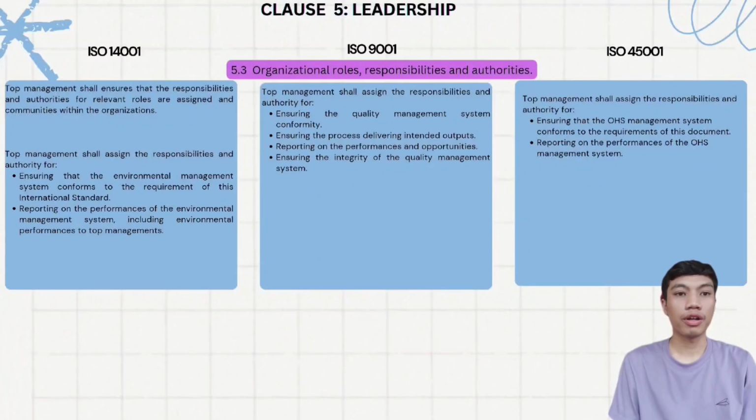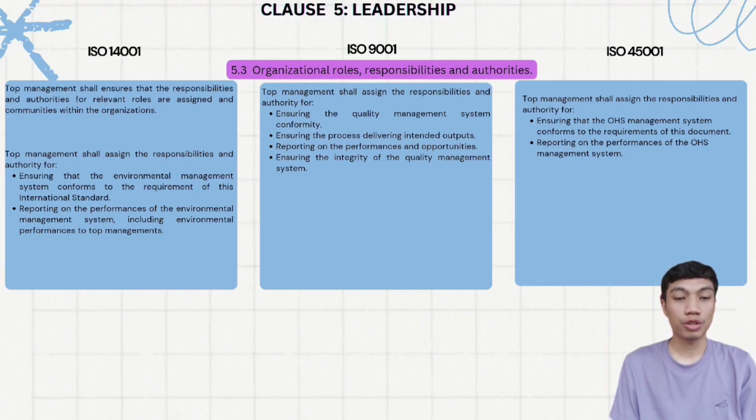For the last clause, 5.3, Organizational roles, responsibilities and authorities, ISO 14001, ISO 9001 and ISO 45001 use the same clause. For ISO 14001, top management shall ensure that the responsibilities and authorities for relevant roles are assigned and communicated within the organization. Top management shall assign the responsibilities and authority for ensuring that the environmental management system conforms to the requirements of this international standard, reporting on the performance of the environmental management system, including environmental performance, to top management.